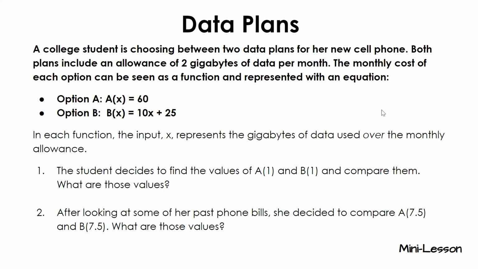Okay, so a college student is choosing between 2 data plans for her new cell phone. Both plans include an allowance of 2 gigabytes of data per month.